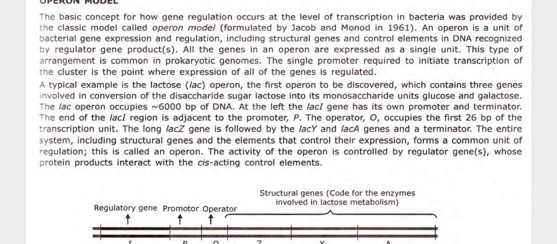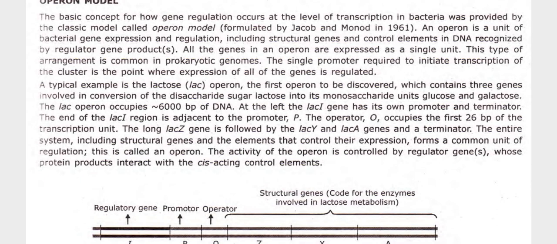At the left, the LACI gene has its own promoter and terminator. The end of the LACI region is adjacent to the promoter P. The operator O occupies the first 26 base pairs of the transcription unit. The long LACZ gene is followed by the LACY and LACA genes and then a terminator. The entire system, including structural genes and the elements that control their expression, forms a common unit of regulation. This is called an operon.